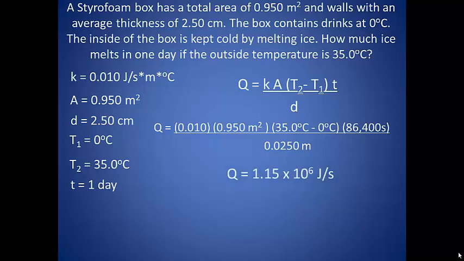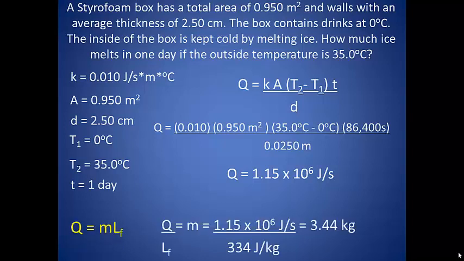Now we are looking for the mass of ice that melts over the course of a day. So we can rearrange our formula for the latent heat of fusion, and we find that we have 3.44 kilograms of our ice melting.